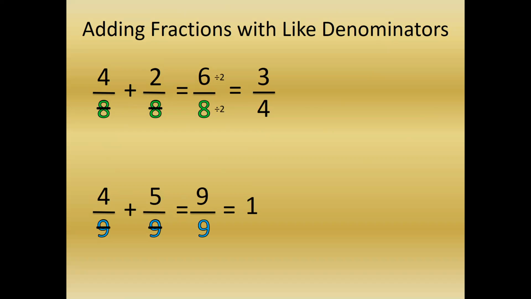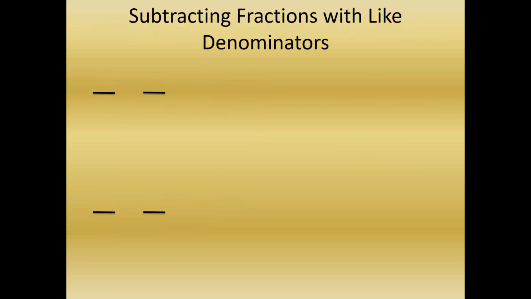Whenever you have the same number for the denominator and the numerator, the fraction will always just equal 1, just plain old 1. So that's for adding fractions with like denominators. It's pretty simple. I think you guys understand. So now we're going to go to subtracting fractions with like denominators.